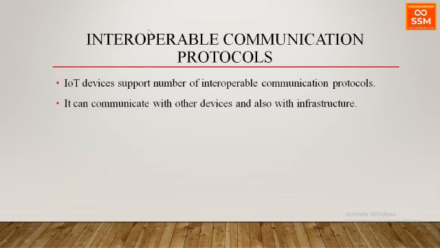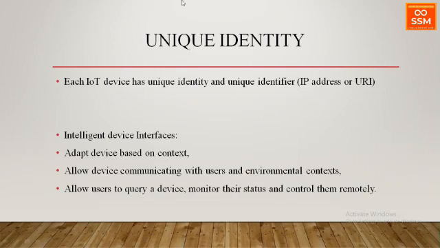And next, it should be interoperable. As already said, you don't have a single device, you have many devices, so each device should communicate with each other, as well as with the devices present in the infrastructure. Next is unique ID. Every device is identified by its ID. I can say an identifier is an address, like a unique resource identifier, or for a network I can have an IP address.